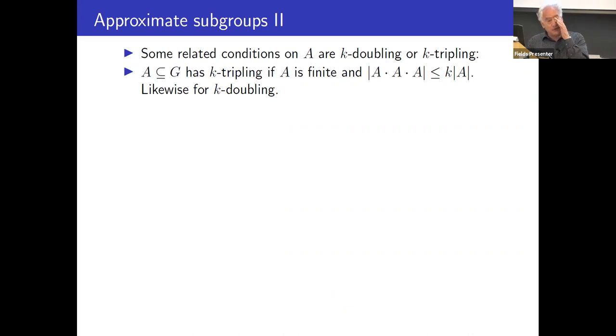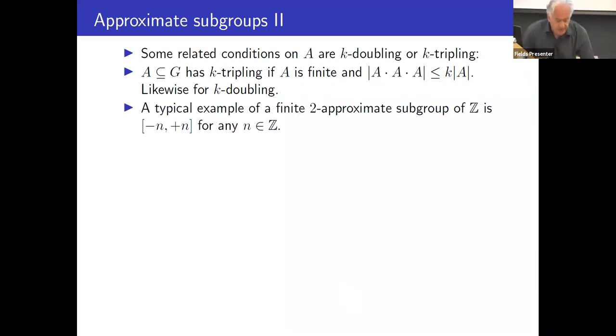And there are results that if you have a set with K-tripling, then something like A times A to the minus one is K-prime approximate for some suitable K prime. There's a close connection: for a finite set, K-approximate implies K-doubling and K-tripling. For abelian groups, K-doubling implies close to a K-approximate, and for arbitrary groups, K-tripling implies close to K-approximate after replacing A by A times A to the minus one, and adding maybe one identity element. I don't want to go into these details, but there's a close connection between all these hypotheses.